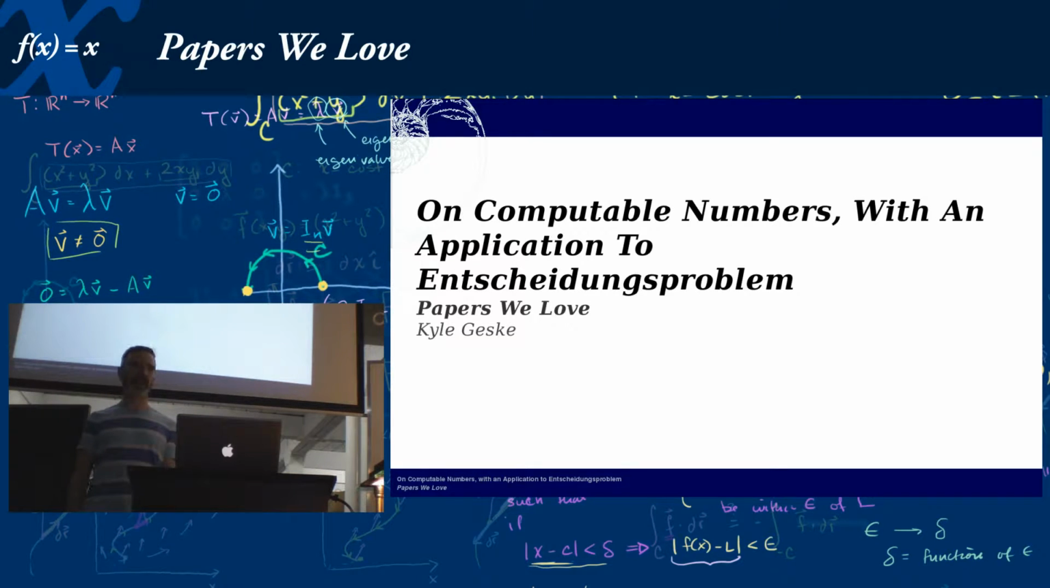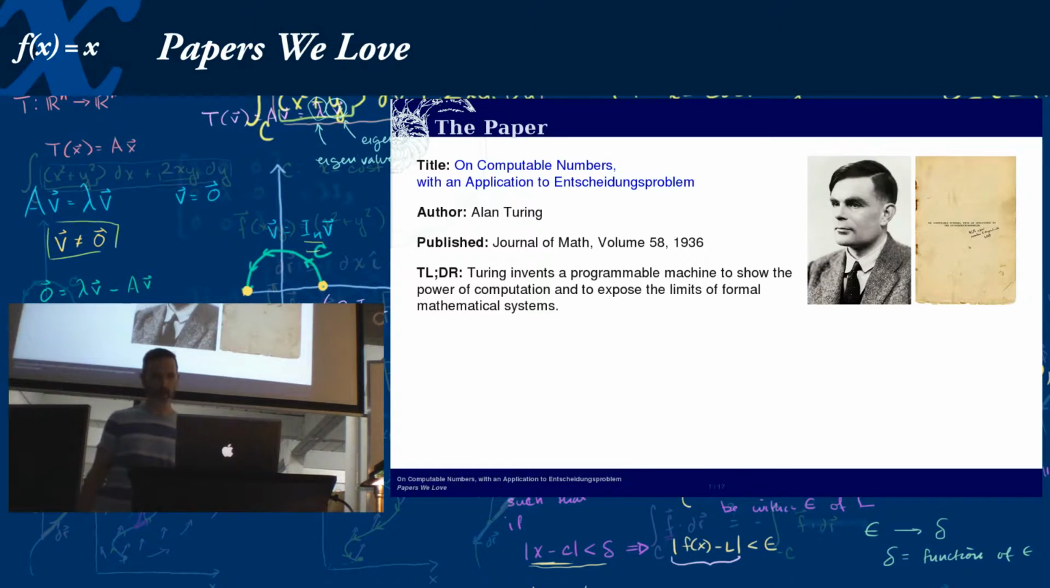So hi everybody, my name is Kyle Geske, and I'm here to talk about Alan Turing's 1936 paper on computable numbers with an application to the Entscheidungsproblem. This is the paper in which Turing invents a theoretical model for computation before computers existed. We're around the time frame when people are starting to think about computation, about the ideas of mechanical mathematics.